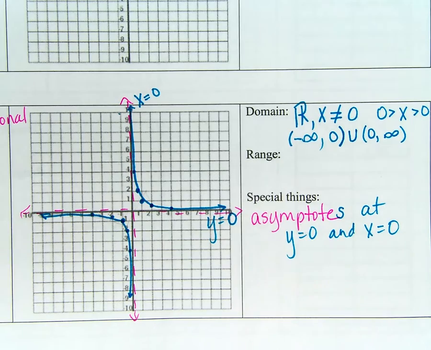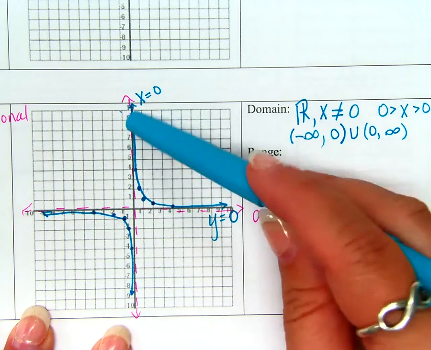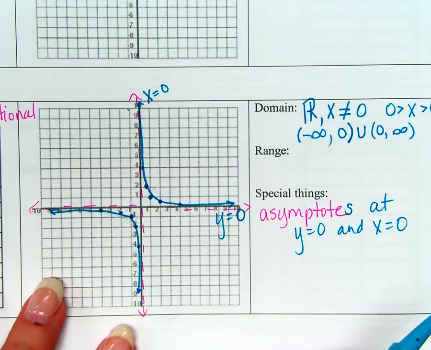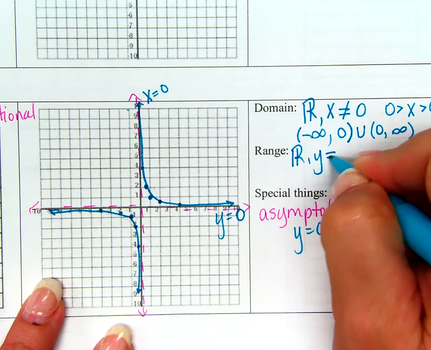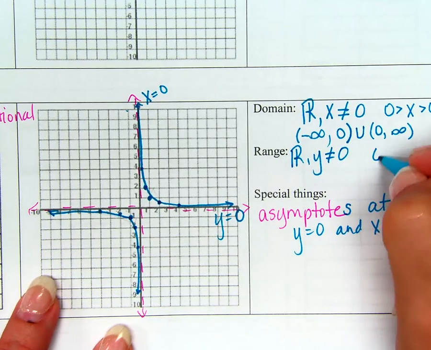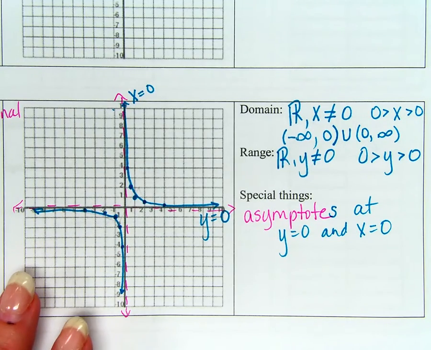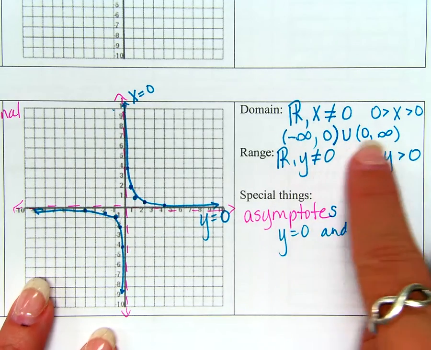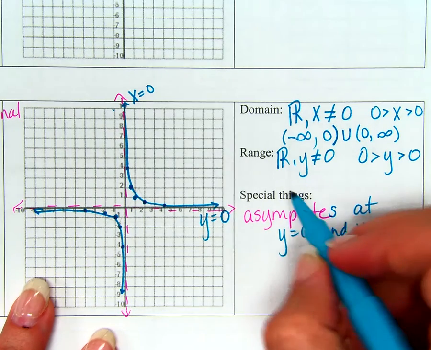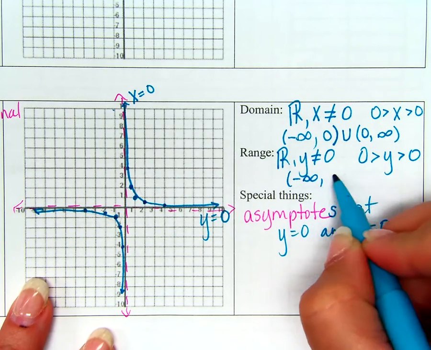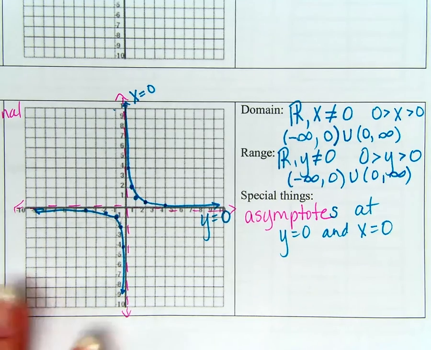Alright, what about the range? How far down does it go? All the way? How far up? So all real numbers? Oh, excellent. All real numbers. Y is not equal to 0. So y is greater than 0 and y is less than 0. And what does it look like in this form? Pretty much the same, right? Negative infinity. The only thing that's different is my infinities are going to be different because I can't draw them the same every time. Right?